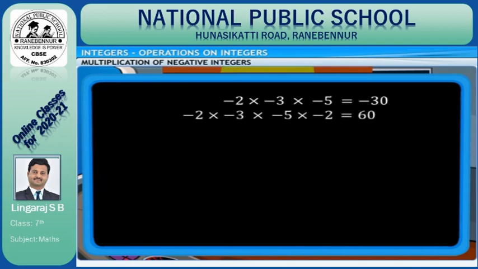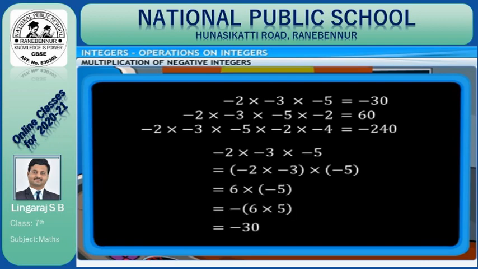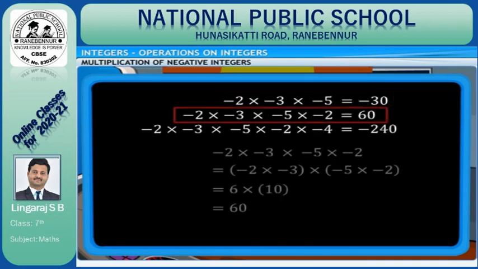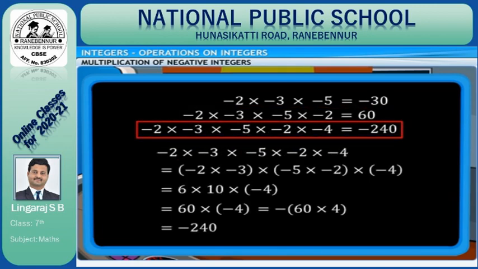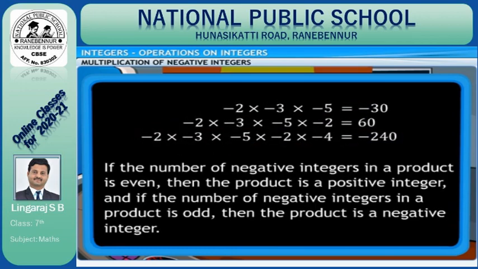Let's now find the product of three or more negative integers. Take a look at the examples given here. You have seen that the product of two negative integers is positive. And in these examples, you can see that the product of three negative integers is negative. That of 4 is positive. And that of 5 is again negative. So in general, you can say that if the number of negative integers in a product is even, then the product is a positive integer. And if the number of negative integers in a product is odd, then the product is a negative integer.